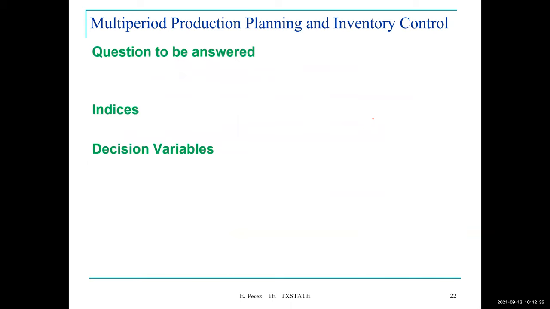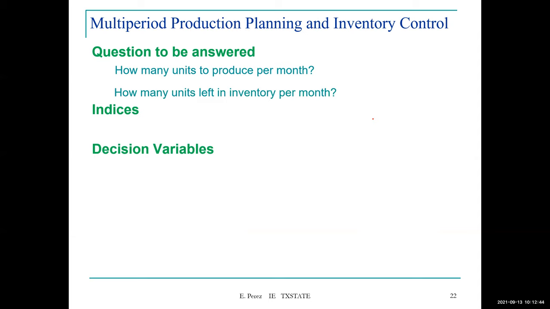So what are the questions to be answered? How many units to produce per month? And we know that the cost is going to be changing. And how many units left in inventory per month? So if we want to take advantage of these fluctuations, we can produce, let's say, in the first month for the third month, or in the third month for the sixth month, and then keep those units in the inventory. But there's a cost associated with each one of those units that are kept in the inventory.